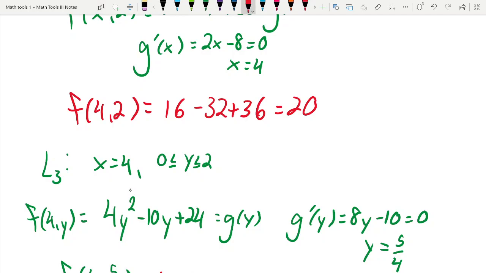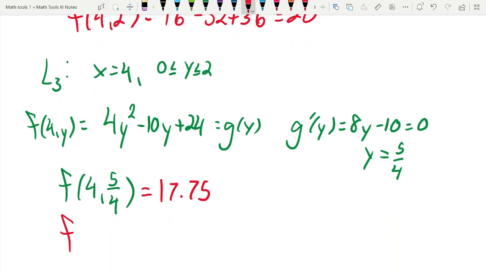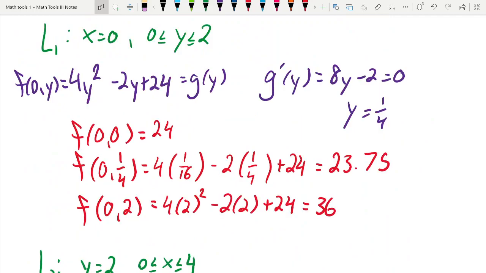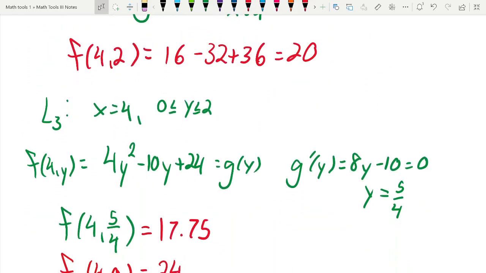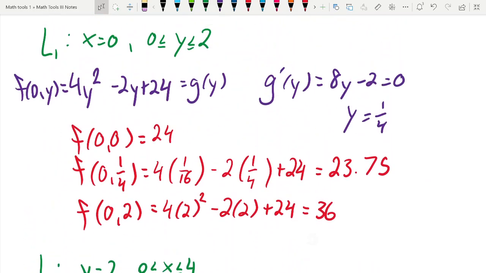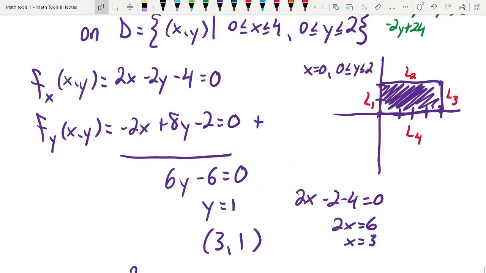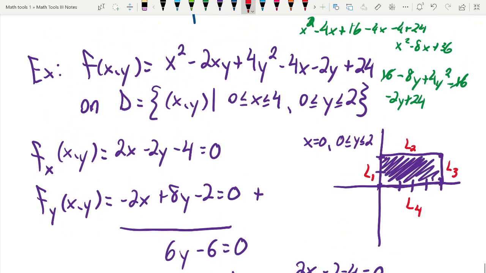We do have another corner here, right? 4, 0 would be the other corner that we have not done yet. So that's going to be 24, which is the same as 0, 0. So we have all the corners. Now all we need is the last critical point, which is going to lie on L4. So that's on the line y equals 0.